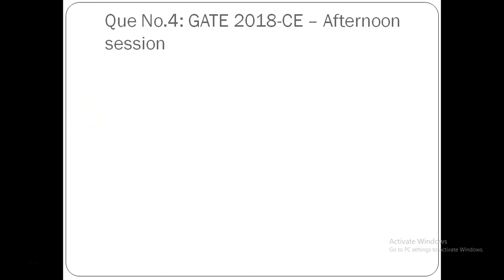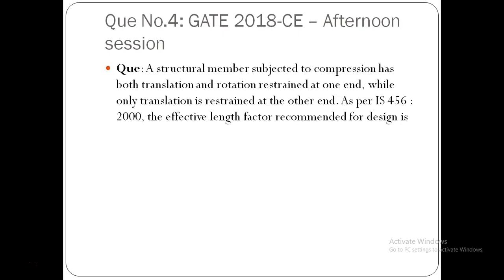In this video, we'll discuss question number 4 of GATE 2018 of Civil Engineering afternoon session. The question is: a structure member subjected to compression has both translation and rotation restrained at one end, while only translation is restrained at the other end. Now, according to IS 456-2000, the effective length factor recommended for design is.